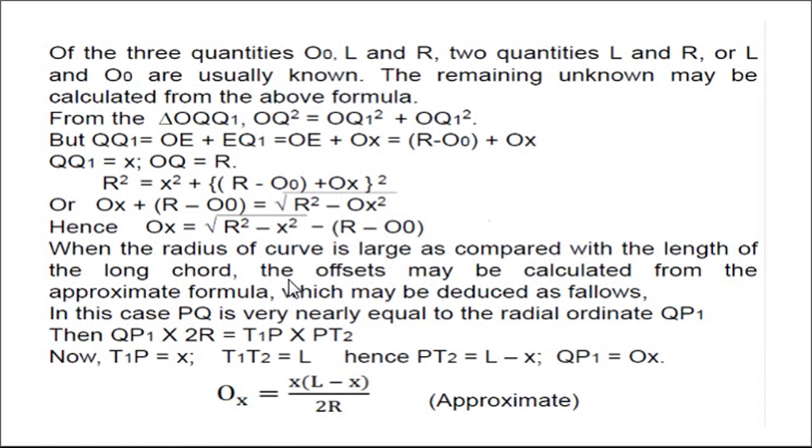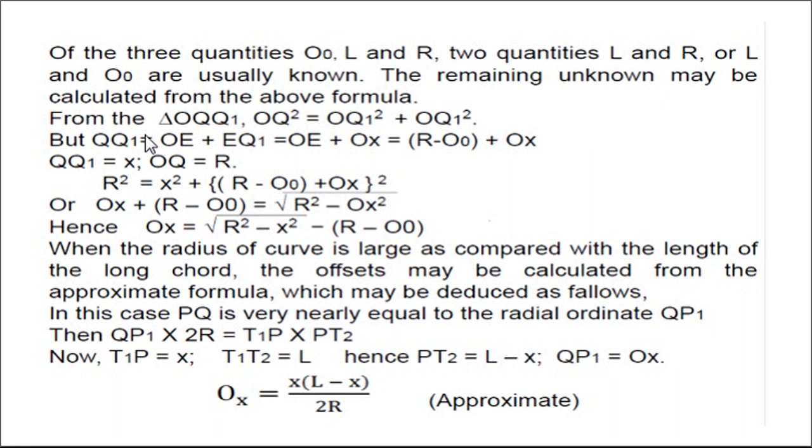Of the three quantities, that is O0, L and R, the quantities L and R or L and O0 are usually known or they will be given. The remaining unknown may be calculated from the formula which we have derived.